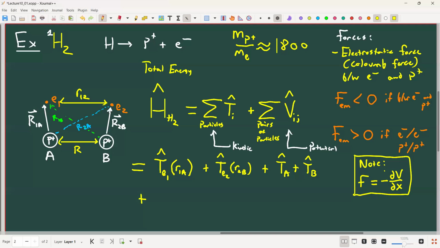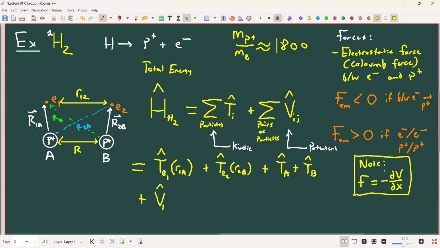We have 2 repulsive interactions. The 2 protons repel each other, and the 2 electrons repel each other. And all the other ones are attracted. So both electrons are attracted to both protons and vice versa. So we've got a bunch of terms here.